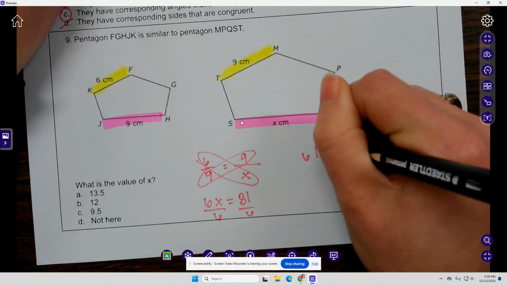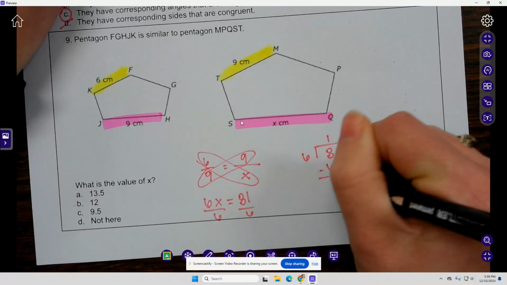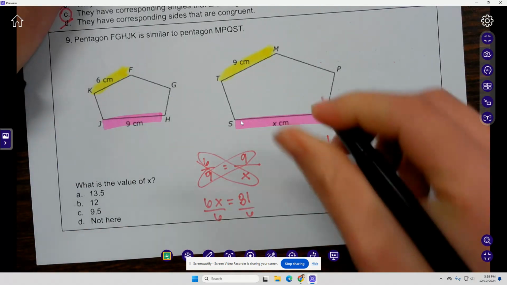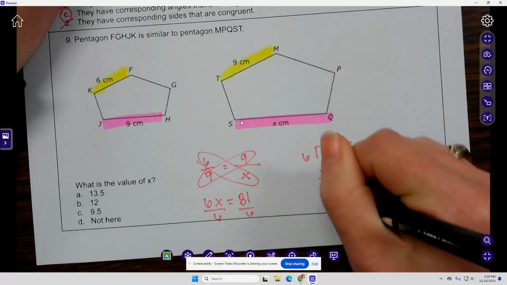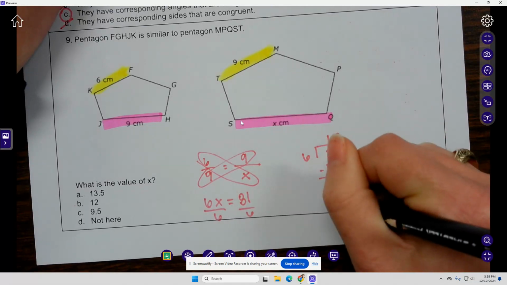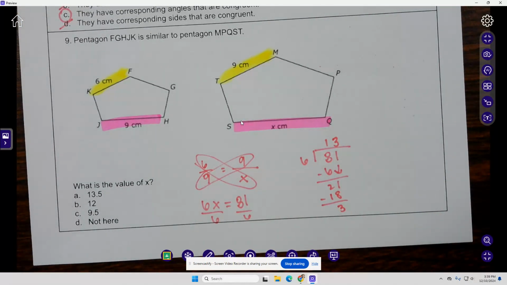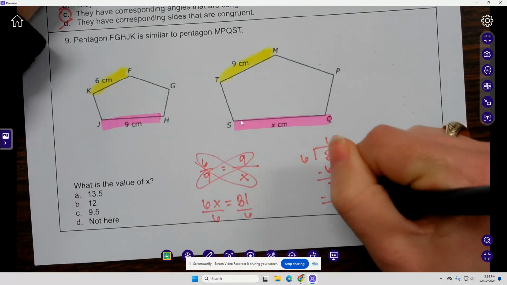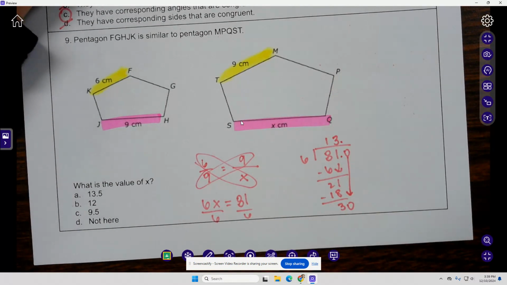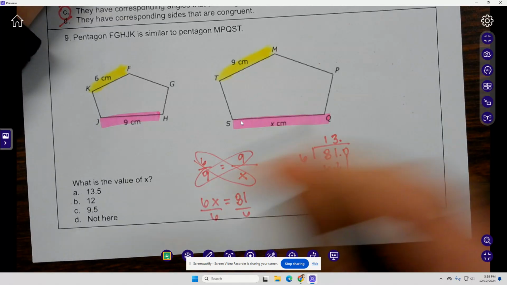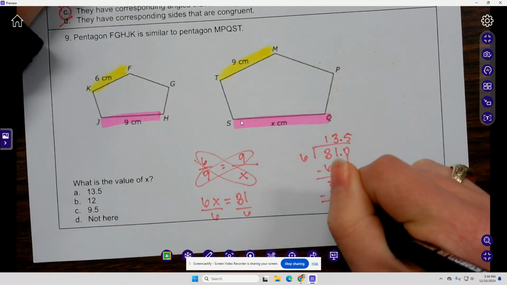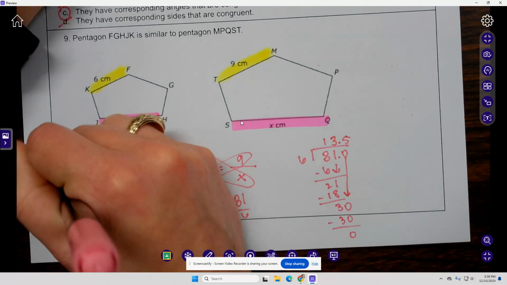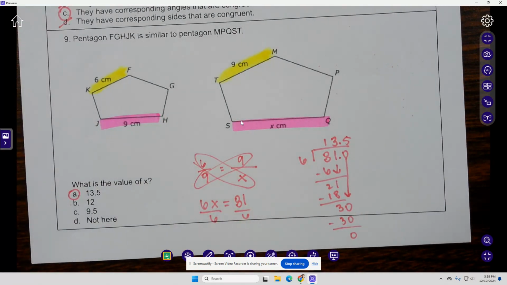6 can go into 8 one time. Subtract. Bring down my 1. 6 can go into 21 3 times. Subtract and get 3. I don't have a remainder of 0, so I have to add a decimal and a 0 to bring it down to keep going. Move that decimal to the top. 6 can go into 30 5 times. Now I have a remainder of 0, so the value of X is 13.5.